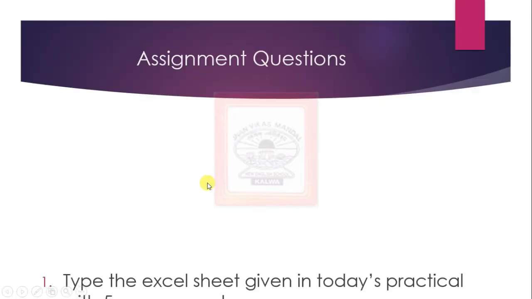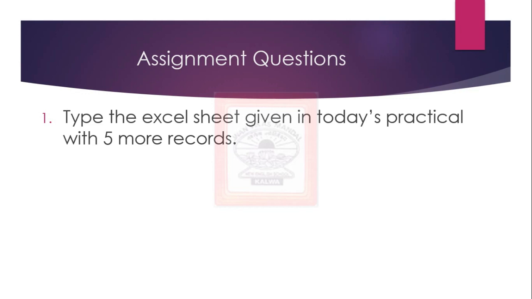I have to type the Excel sheet given in today's practical with 5 more records. So total I have given around 10 to 11 records. You make it up to 15 records. Add some more customer names. You can add the same names for different products or use different customers. Some of you take wholesalers, some of you take retailers, and products you can add whatever you want, like mixer, washing machine, any other product which will be electronic products only, and add quantity, and give them appropriate prices and add for my records.